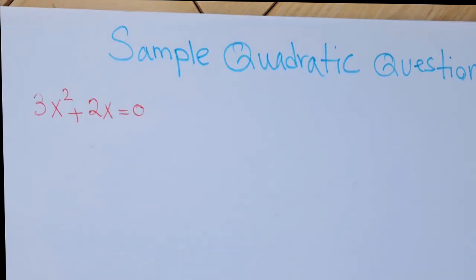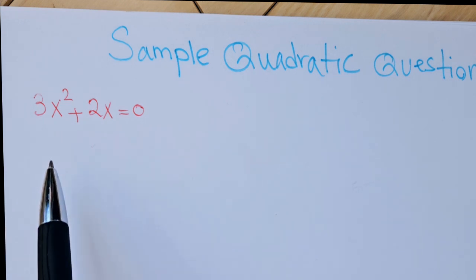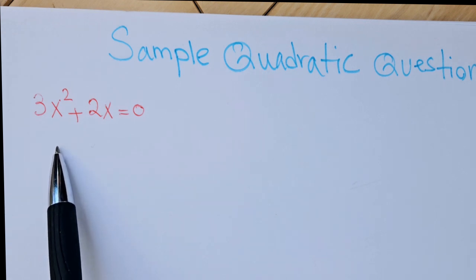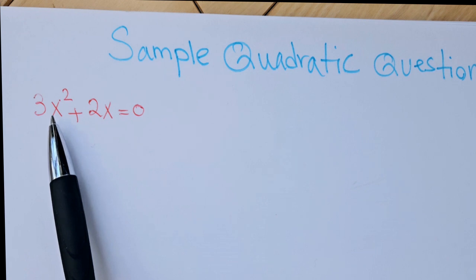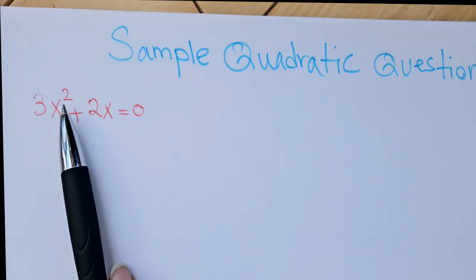Okay guys, this is the first question. In this question, you're supposed to find the roots of this quadratic equation. Once more, I'm going to reiterate this is a quadratic equation because, first of all, it's equal to 0. Second of all, the biggest power is 2, so it is a quadratic.